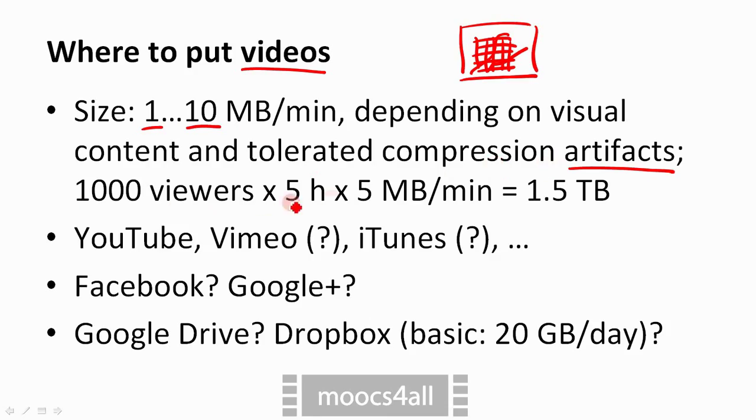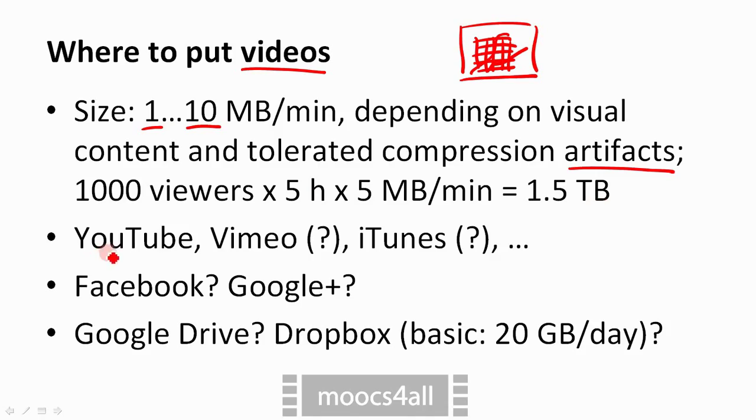Here is a back of the envelope calculation. If you have 1,000 viewers, everybody watching 5 hours of video a single time, at an average rate of 5 megabytes per minute, then you end up with traffic of 1.5 terabytes. So that's like downloading the entire content of a modern hard drive. Hence, you may not want to put those videos onto regular web space.